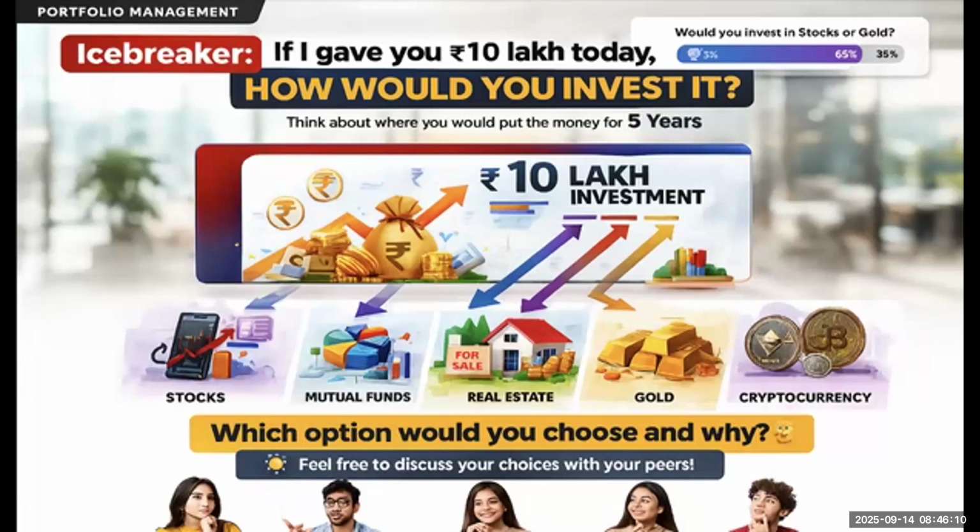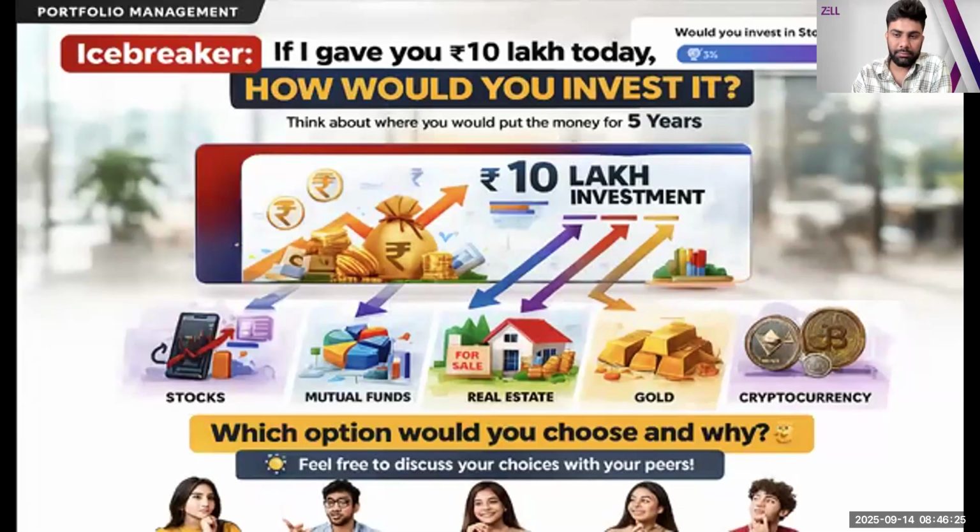Invest in gold. Okay. Sir, I have to check my risk appetite. Where do I invest, in stocks or real estate or mutual funds? Which is my safer side? Okay. I got only 2 responses.